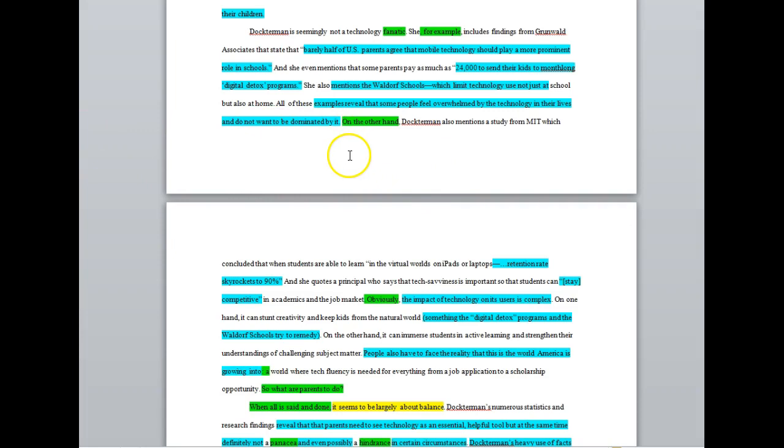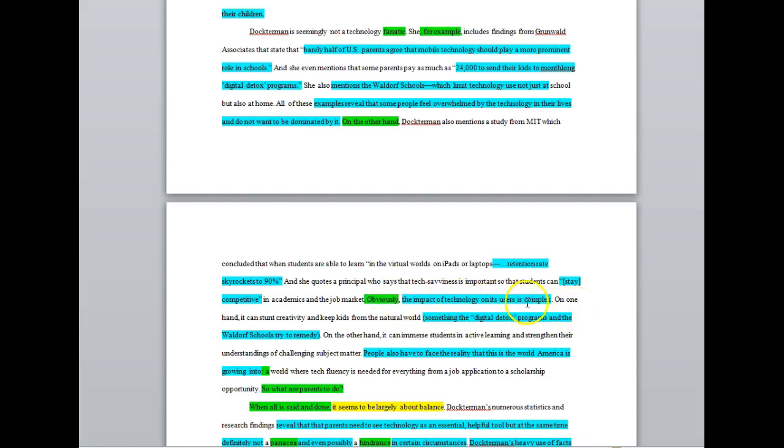Okay. But it doesn't just show this. There's 2 aspects of this. She's not a technology fanatic, but that doesn't mean that she doesn't support technology to a degree. It says, on the other hand, Dr. Min also mentions a study from MIT, which concluded that when students are able to learn in the virtual worlds on iPads or laptops, retention rate skyrockets to 90%. And she quotes a principal who says that tech savviness is important so that students can stay competitive in academics and the job market. Obviously, the impact of technology on its users is complex.